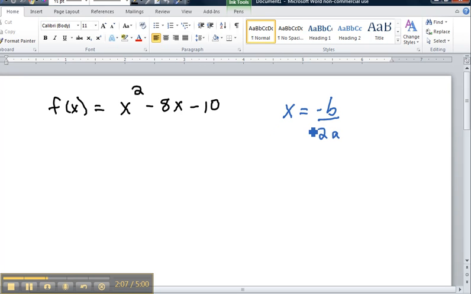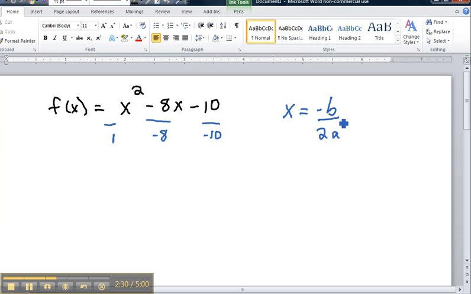Basically, your b value is here, negative 8. Your a value is your coefficient of the x squared term, b value is your coefficient of the x term, and your c value is your constant. So here my a is 1, my b is negative 8, and my c is negative 10.